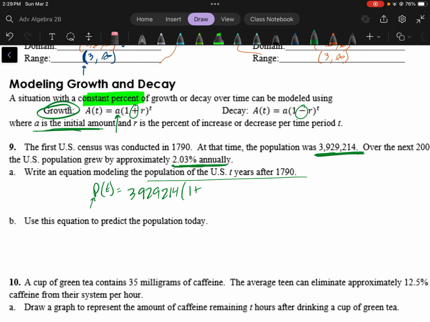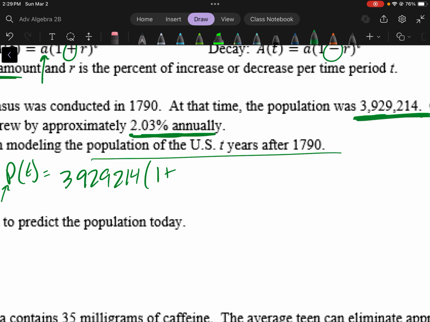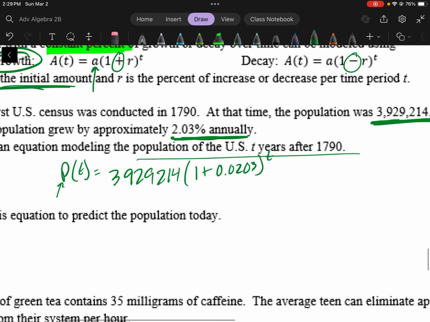So this would be 1 plus, but when you put it into the equation, you do not write it as a percentage. We need to write that as a decimal. So the 2.03% annually would turn into 0.0203 for our rate, to the power of t, because t is the number of years. I guess we need to simplify this equation first. We do 3929214 times, and this simplifies to 1.0203 raised to the t power.